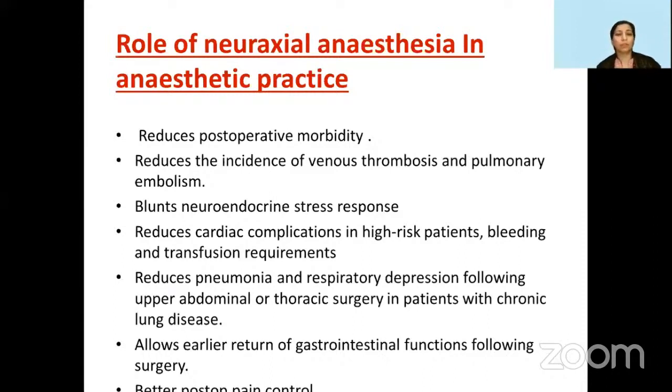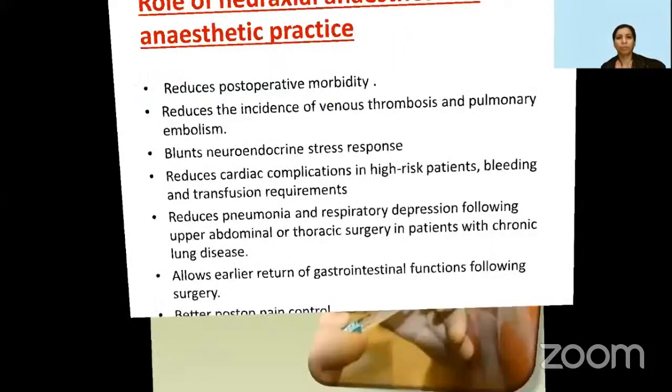So various studies have shown they reduce the risk of pneumonia and respiratory depression following upper abdominal and thoracic surgery in patients with chronic lung disease. And they allow earlier return of gastrointestinal functions following surgeries. And they help in better post-operative pain control.